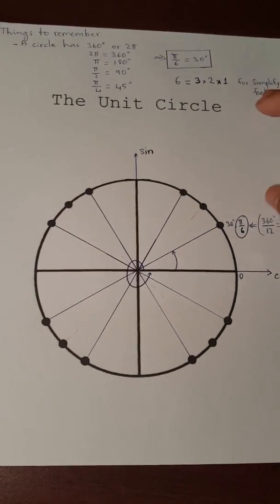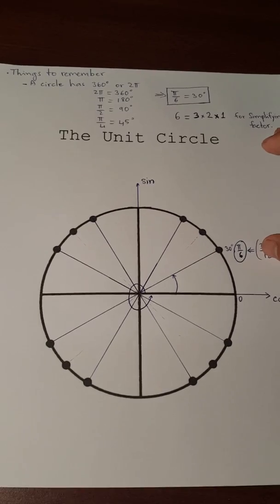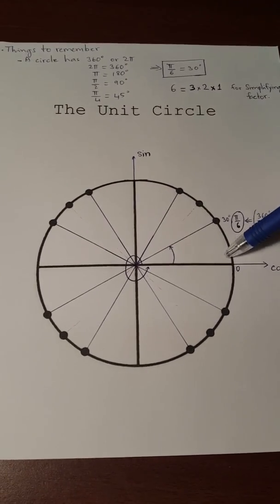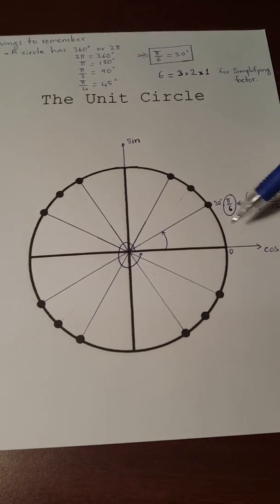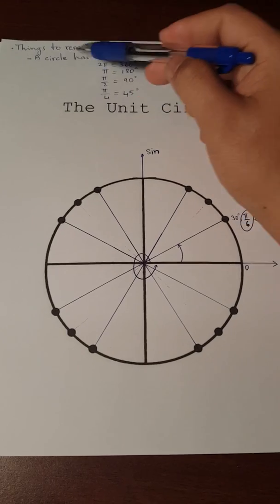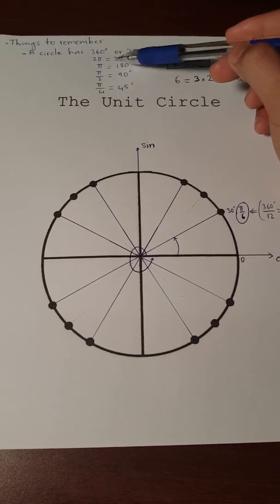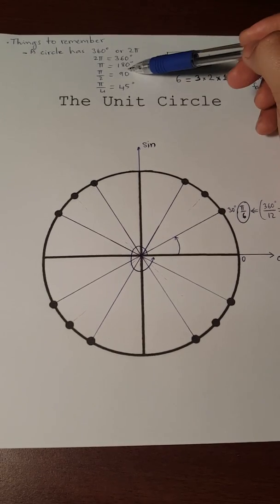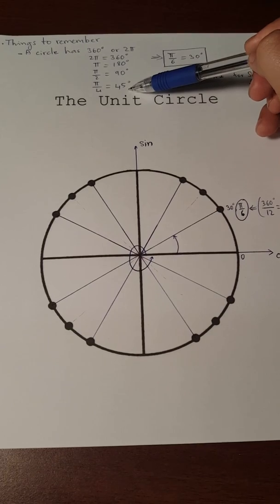Hello everybody, a lot of students have been asking me how to build a proper unit circle. To build a unit circle, we have a few things to remember. A circle has 360 degrees, or 2 pi. 2 pi is 360 degrees and pi is 180 degrees. Pi over 2 is 90 degrees, pi over 4 is 45 degrees.